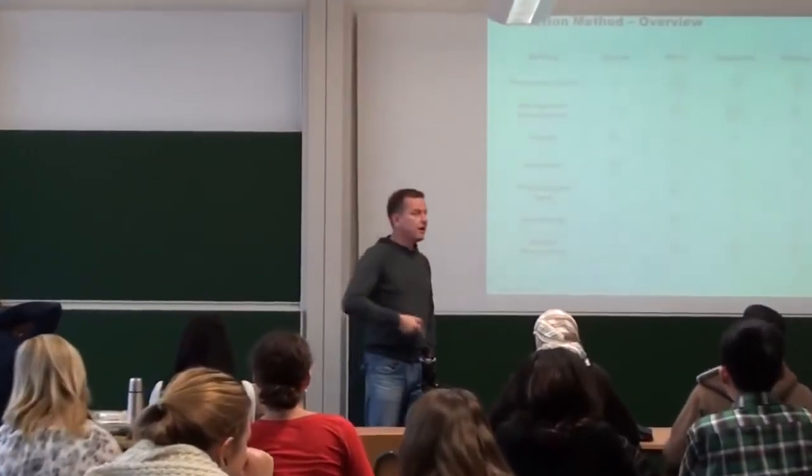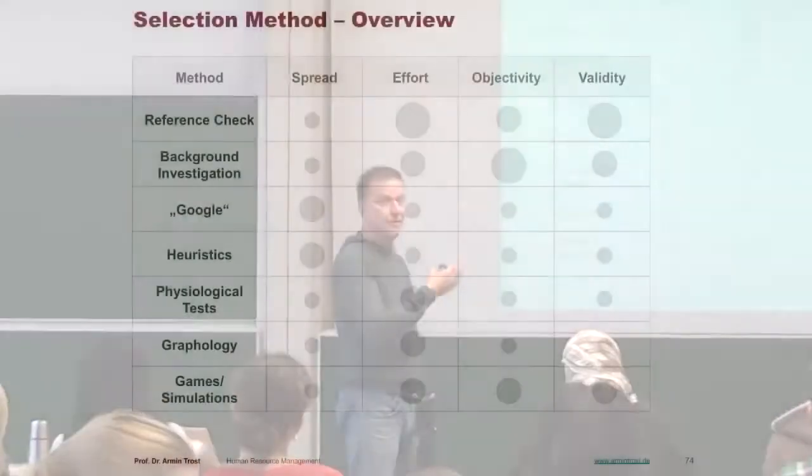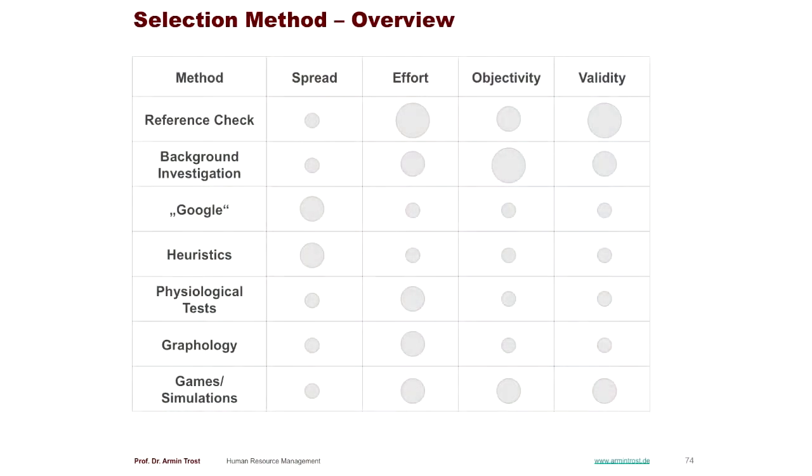On this table you find different columns. I don't want to refer to these columns now in more detail. We're going to talk about what validity is. We're going to talk about what objectivity is. Spread is how much these different methods are used. Small circle means they are not used too much. Big circle means, well, many companies use these, maybe all companies. Effort is how much cost is related to the usage of certain methods.